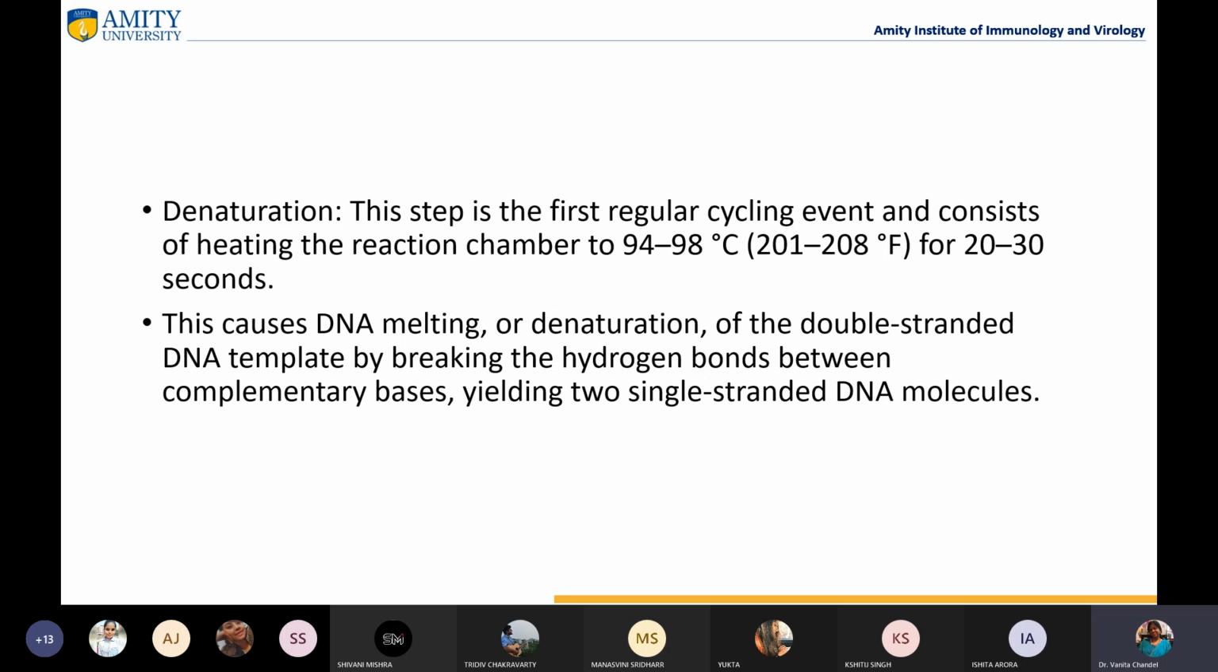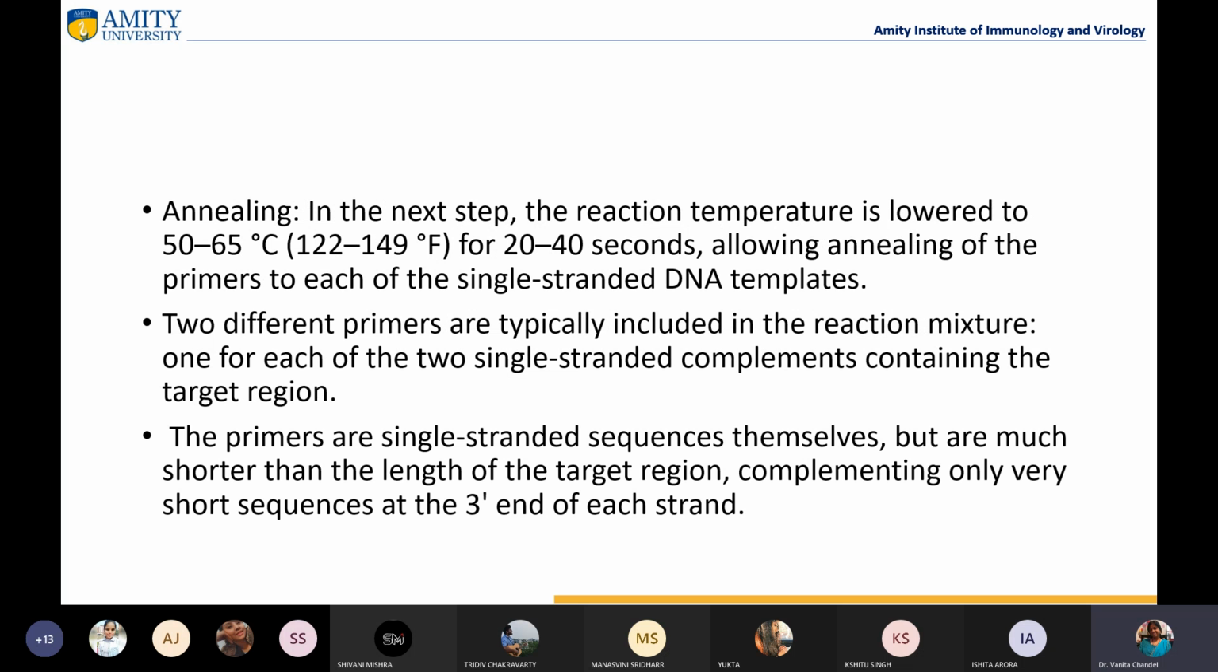Then we have a denaturation step. This is usually the first step in the thermal cycling event, and it consists of a temperature of 94 to 98 degrees Celsius for up to 30 seconds. This step causes DNA melting or DNA denaturation, and our double stranded DNA template breaks by breaking the hydrogen bonds between the complementary bases, and we get two single stranded DNA molecules after this first step. Then the next step is annealing, and annealing is very important.